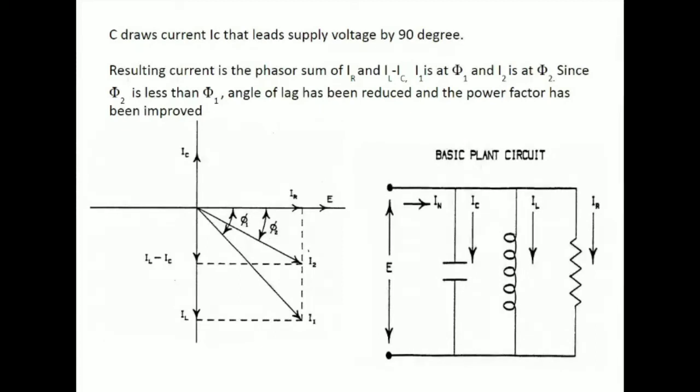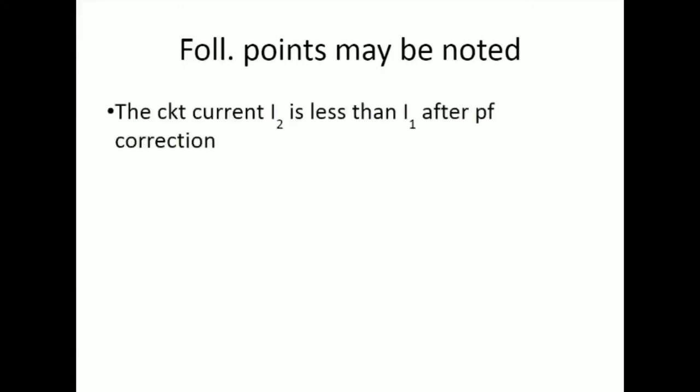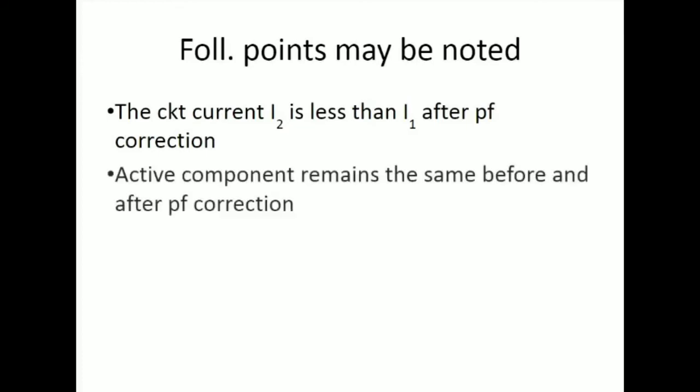So by means of introducing the capacitor in a circuit, we can improve the power factor. The following points may be noted from this. The circuit current I2 has been reduced compared to I1 after power factor correction. The active component remains the same before and after power factor correction. That is, the power drawn by the resistive component remains the same before and after power factor correction.